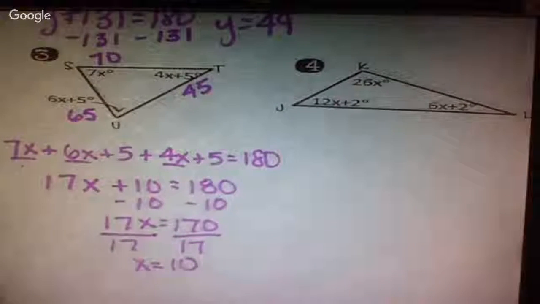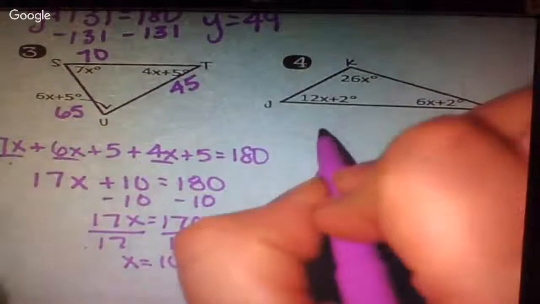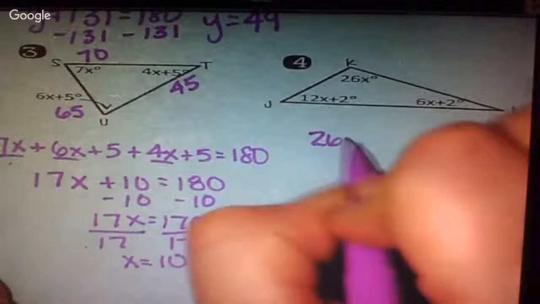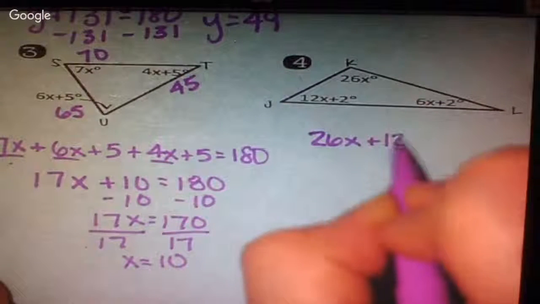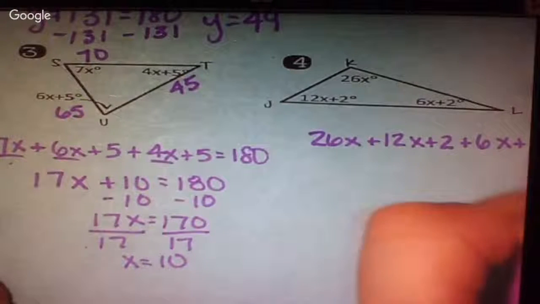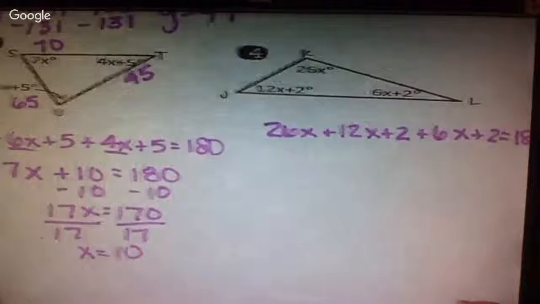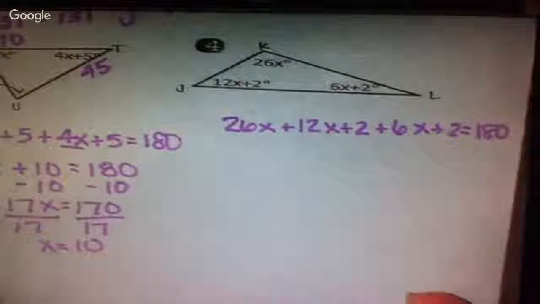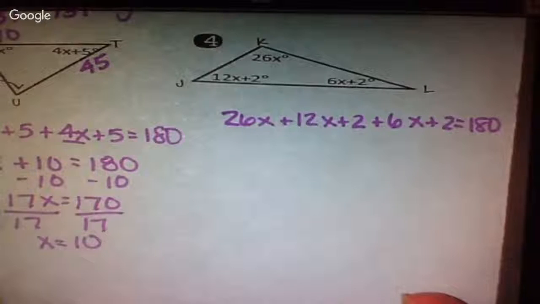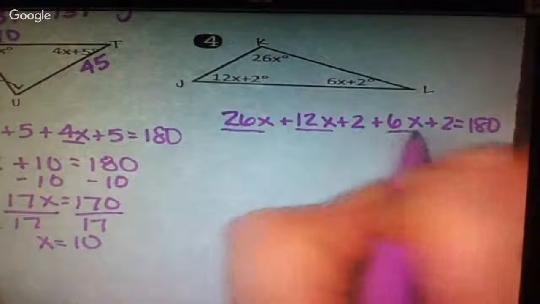Okay, number 4 then. Again, add all 3 of them together and set it equal to 180. So 26x plus 12x plus 2 plus 6x plus 2 should equal 180. That's 12, 18. 44x. Yeah. Okay. 40x.